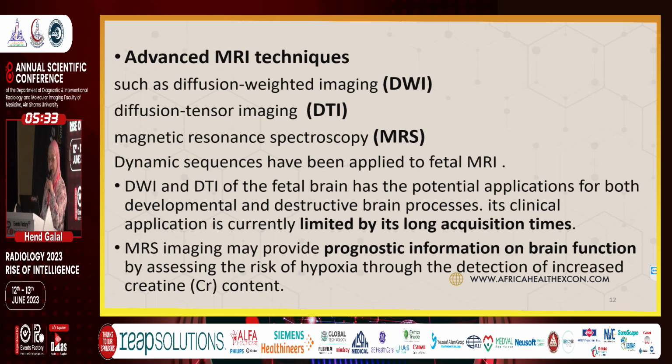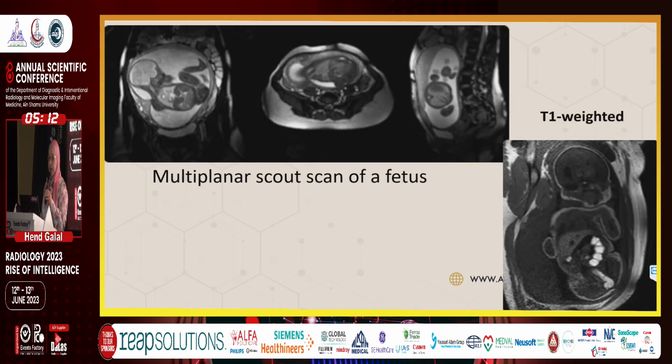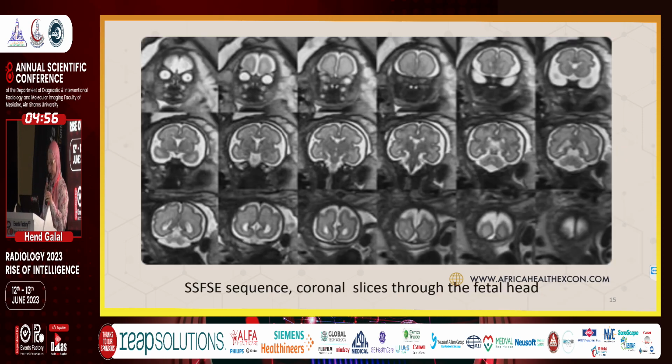In advanced MR techniques, now there are diffusion-weighted images, DTI, and MR spectroscopy in the fetal brain, as well as prognostic information for brain function. And we will see the images in the next slides. These are the parameters for the basic sequences of fetal MRI. We start with a multiplanar scout for the fetus and shift into T1 weighted images to delineate the hyperintense organs. They become hyperintense in T1 weighted images, like the thyroid gland, liver, and meconium.